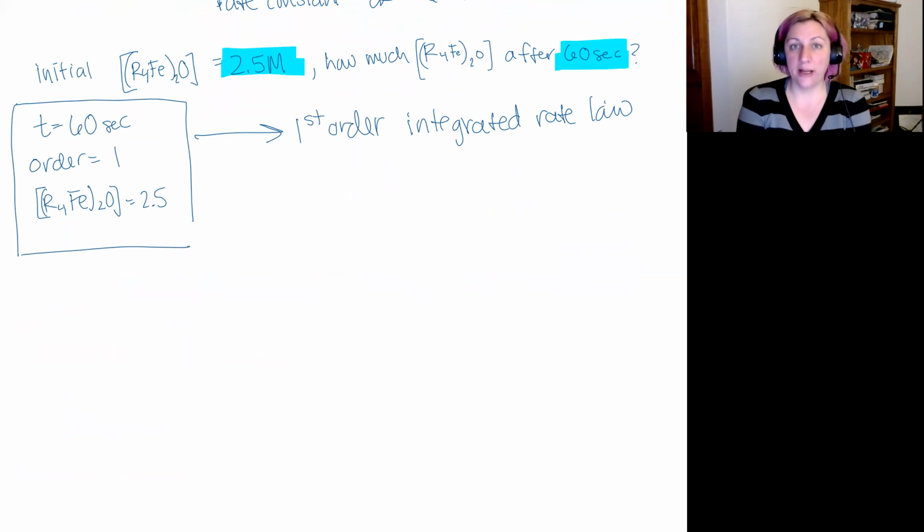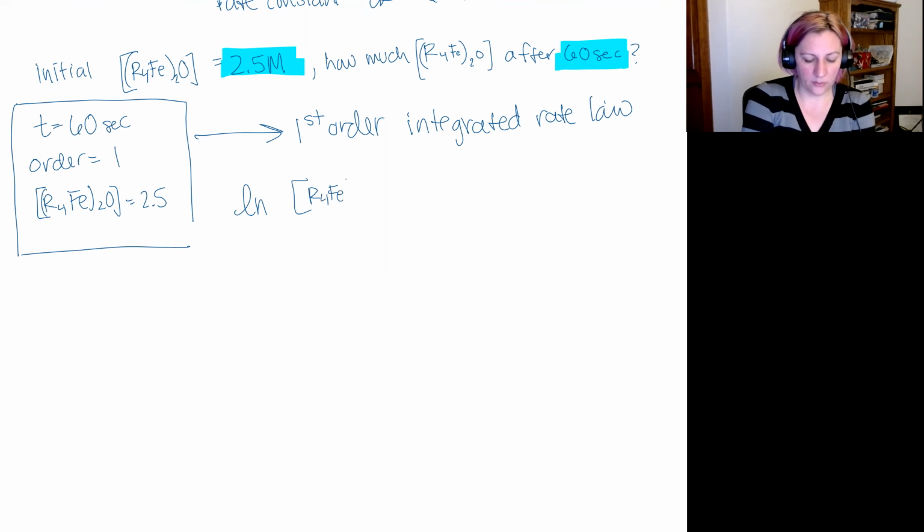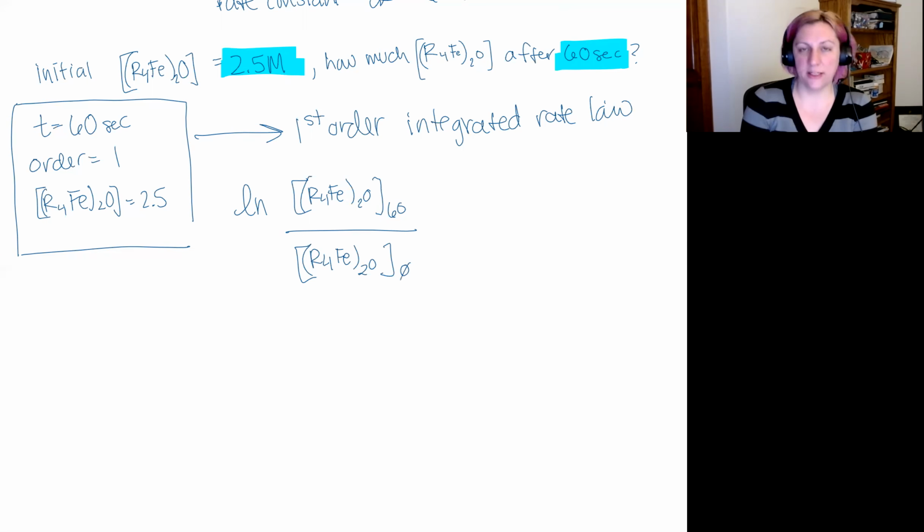All right, so let's do this and figure this out. First I'm going to write out my integrated rate law with the information that I have. So I'm going to have the natural log of my dimer at the time I'm interested in, so 60 seconds. So I put a little sub 60 divided by that initial concentration. So I put a little 0 to say that it's the initial time, so time equals 0. That's going to be equal to negative k times t, our time.